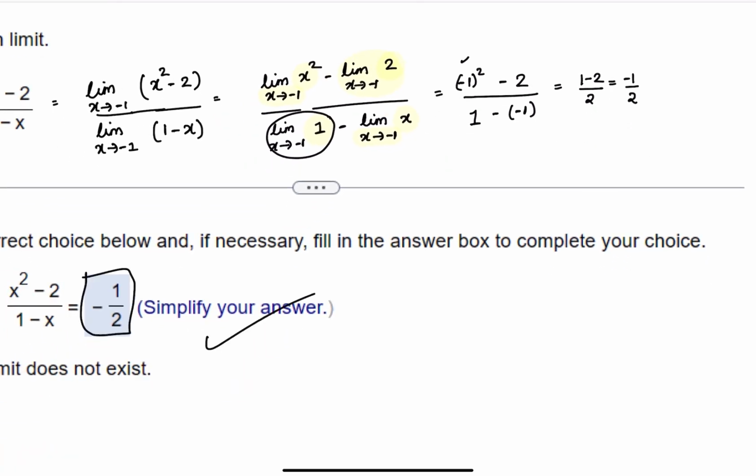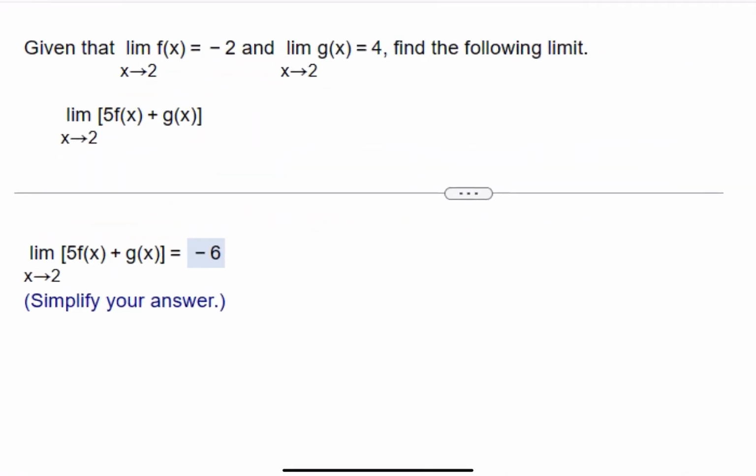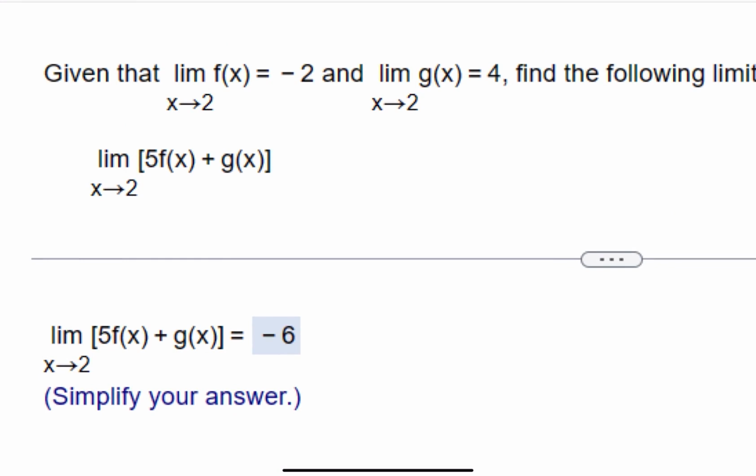And that is what we have. Okay, step by step, always. Now let's take a look at the next one. What do we have here? So I have a limit. I have a function plus another function. What do I do? I distribute or I separate.